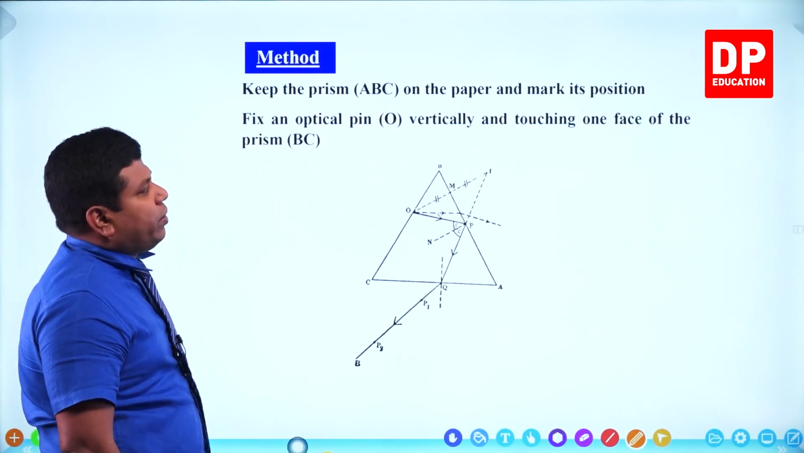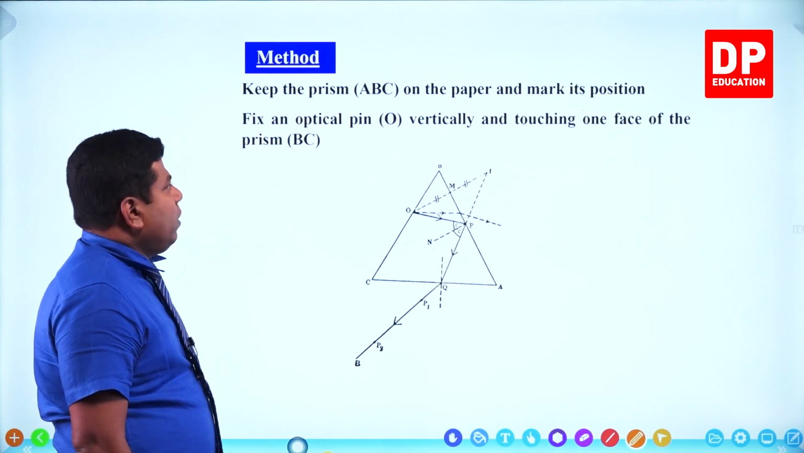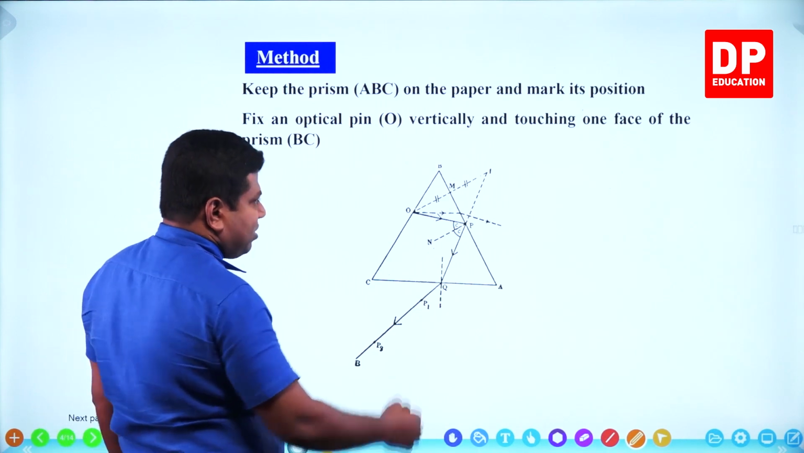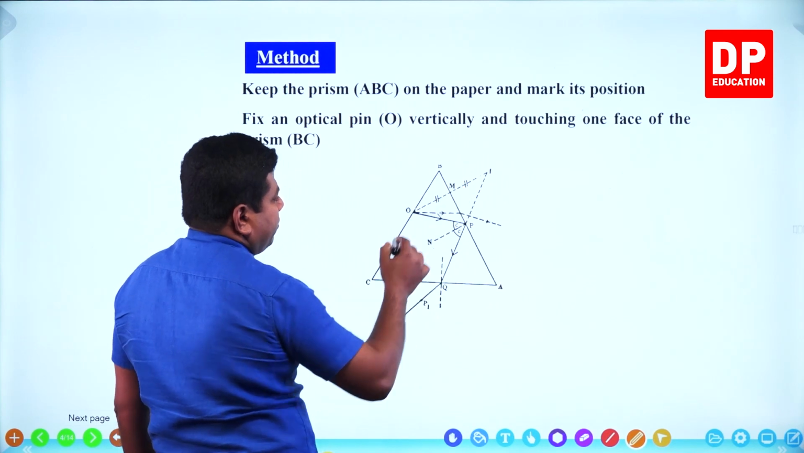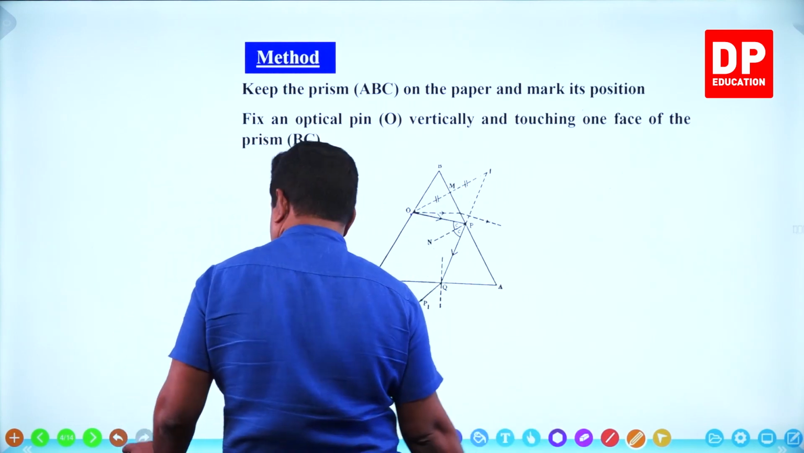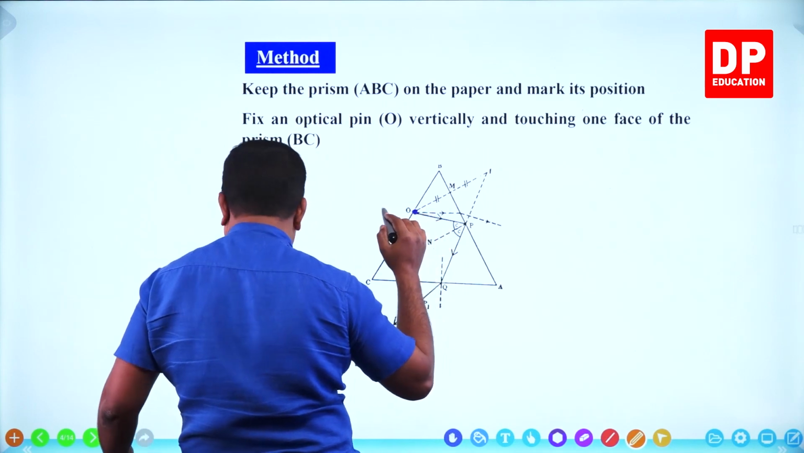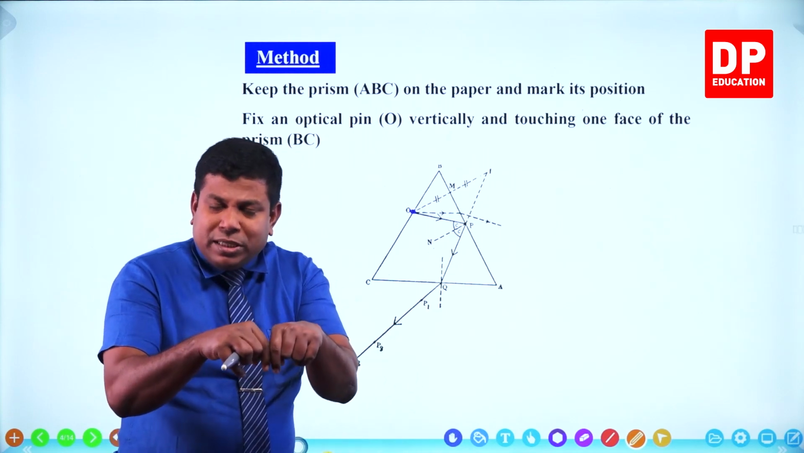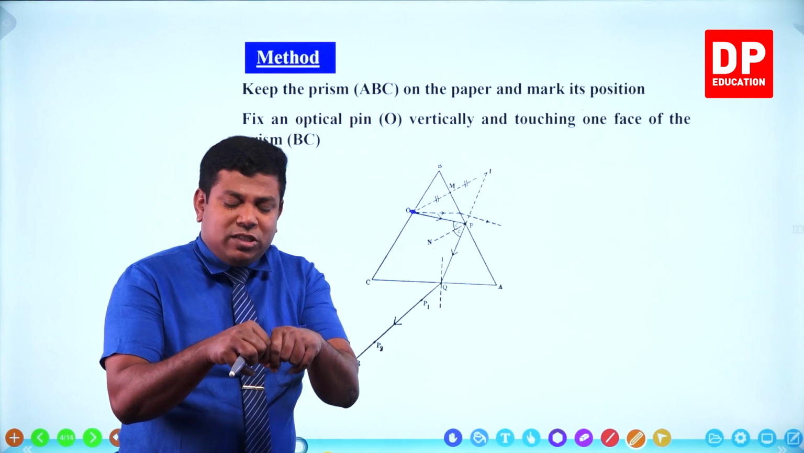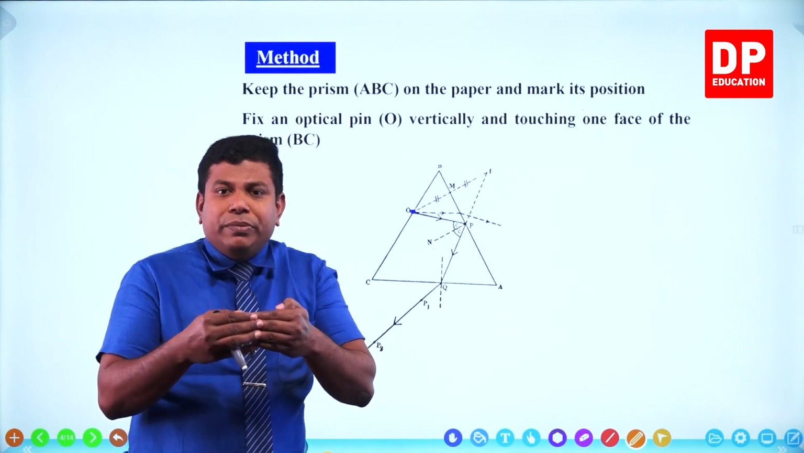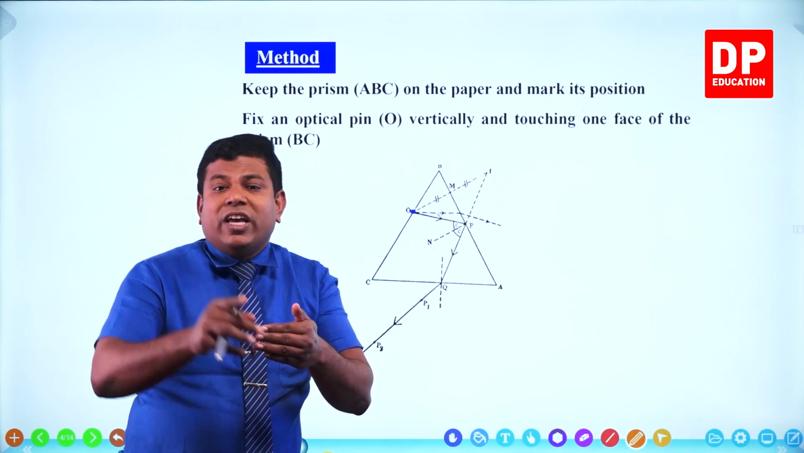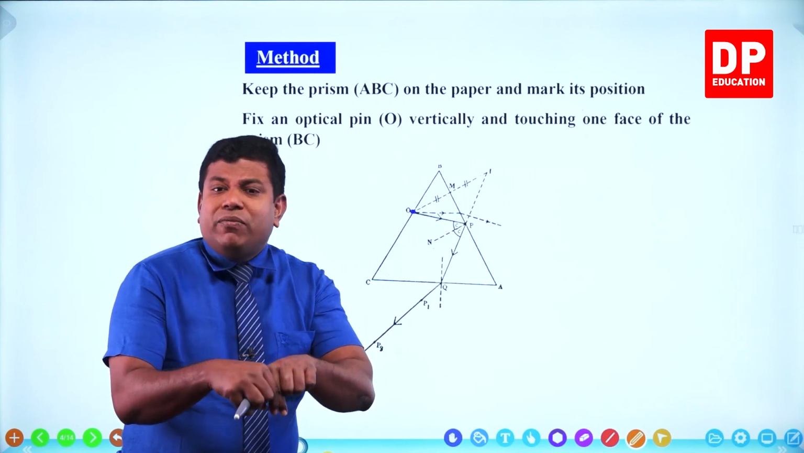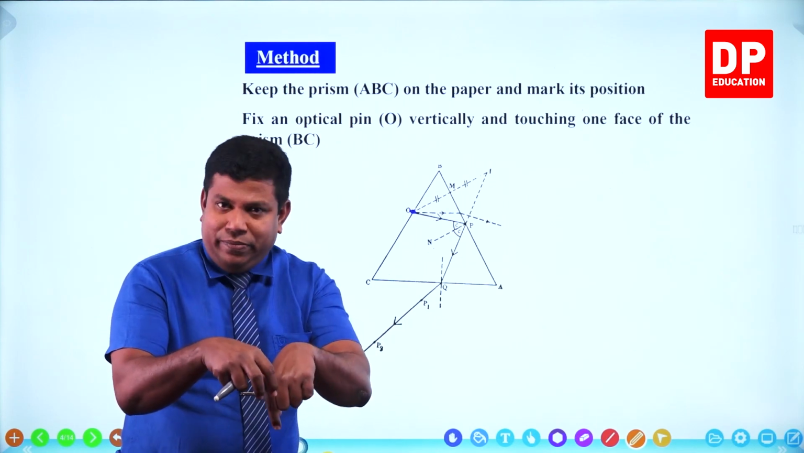Keep the prism ABC on the paper and mark its position. Fix an optical pin O vertically and touching one face of the prism. If this is the prism, you fix a pin here, and make sure it's touching the prism. Why does it have to touch the prism? Otherwise, if it is away from the prism, then when it reaches the prism surface, reflection, refraction, all that are going to happen. So you have to make sure there is no gap between the prism and the pin.